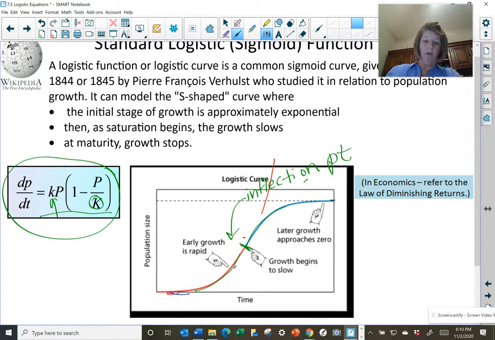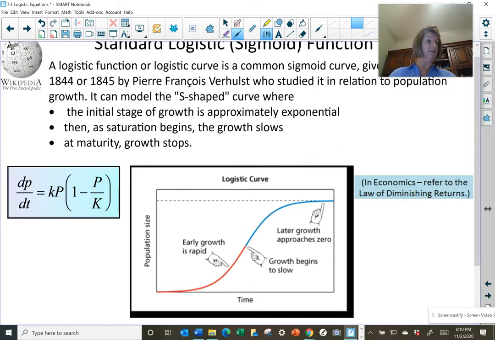So as we look at this, there's a lot of observations that can be made, and I'm trying to remember if I need to make them here or if it comes later. Yeah, we might as well talk about them right now. So this point here we had as our inflection point. What happens as P and K get close to one another, as the population approaches K?